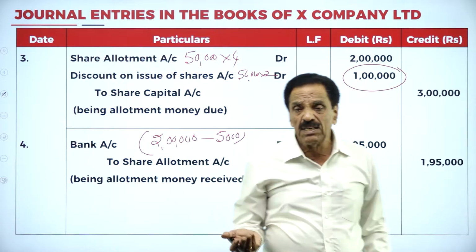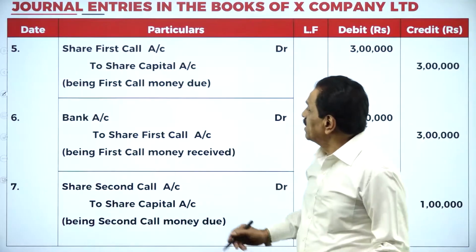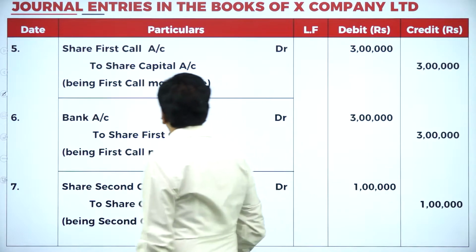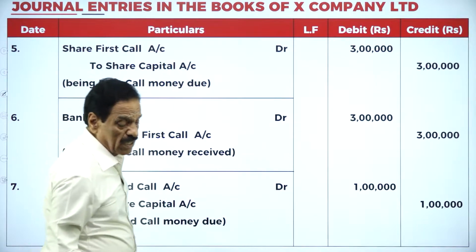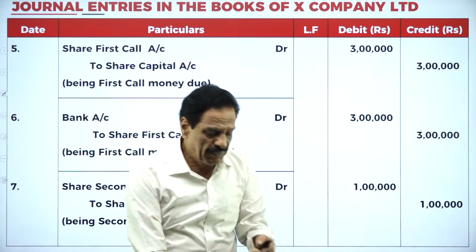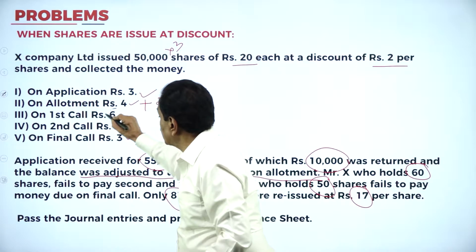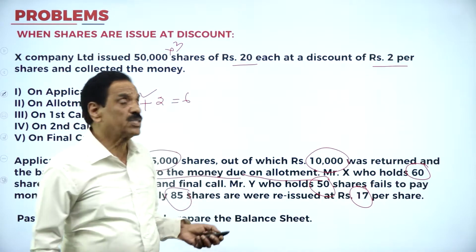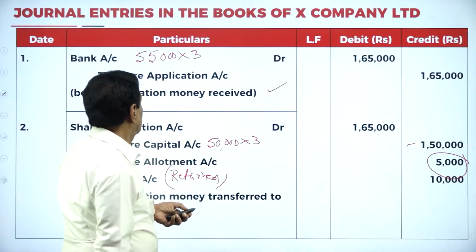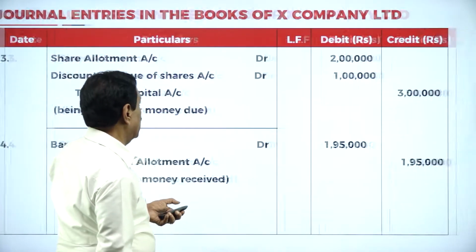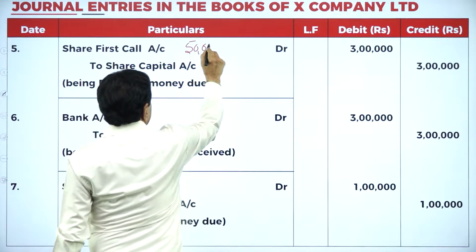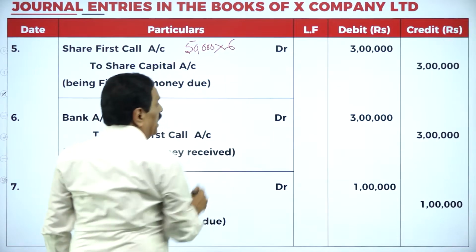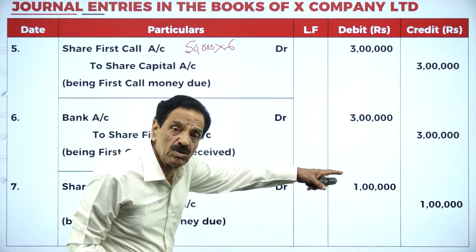Then the due entry for the first call: share first call account debit to share capital account. If you see, what's the first call? 6 rupees, 50,000 into 6. Share first call account debit 3 lakh to share capital account, 3 lakh.